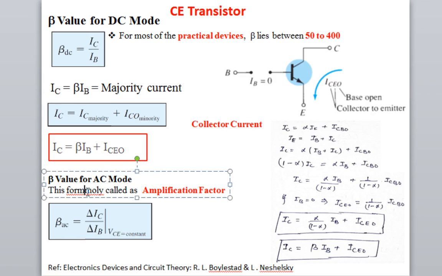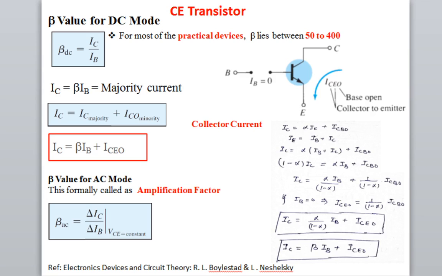Then I have discussed the collector current in detail, how it is coming. This is basically because of the majority carrier and minority carrier. Then I have defined the beta for DC mode and for AC mode.